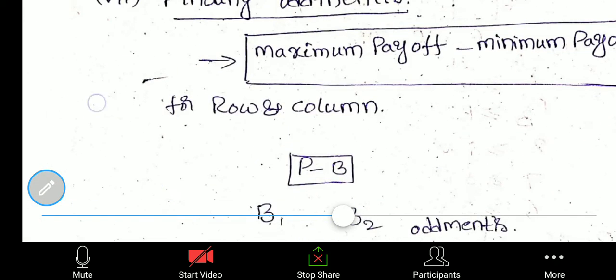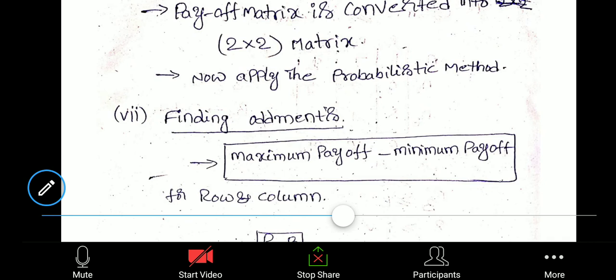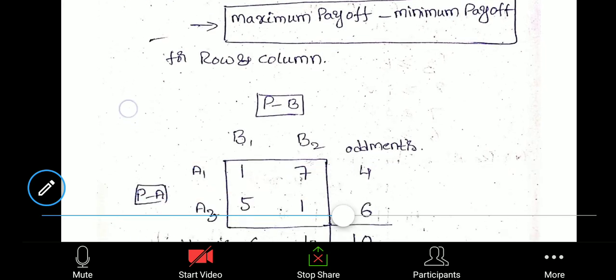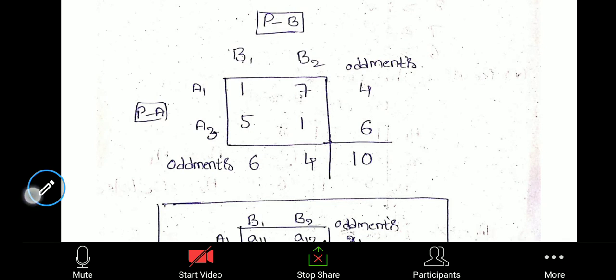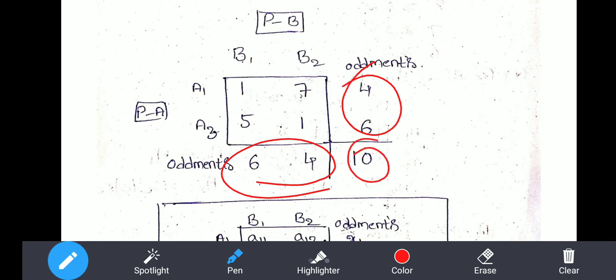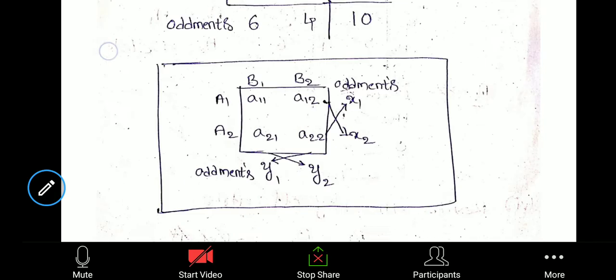So in that, first we will go for finding the oddments. The matrix is converted into a 2 by 2 matrix. Now we are applying the probability, that is the mixed strategy. So finding the oddments: maximum payoff value minus minimum payoff value. In the revised matrix, 7 minus 1 will be represented in the opposite position, 5 minus 1 will be represented in the opposite position. In the same way column wise also, 7 maximum minus 1 minimum is 6, 5 maximum minus 1 minimum is 4. Total value will be 6 plus 4, 10. That matrix will also be shown here in the table.